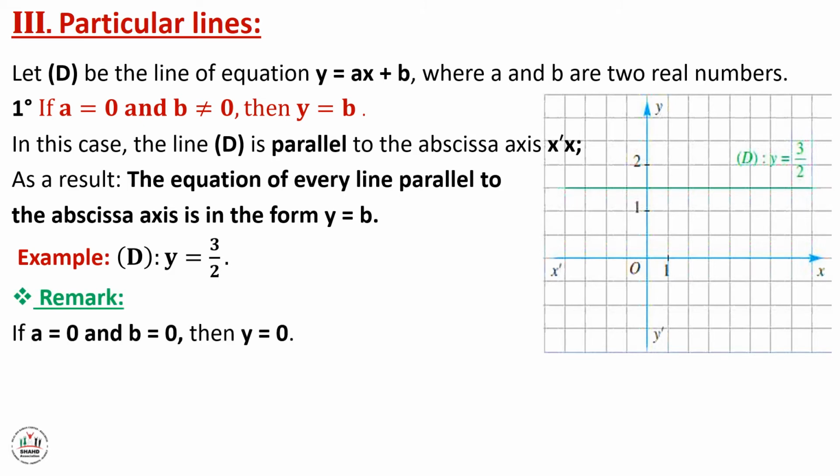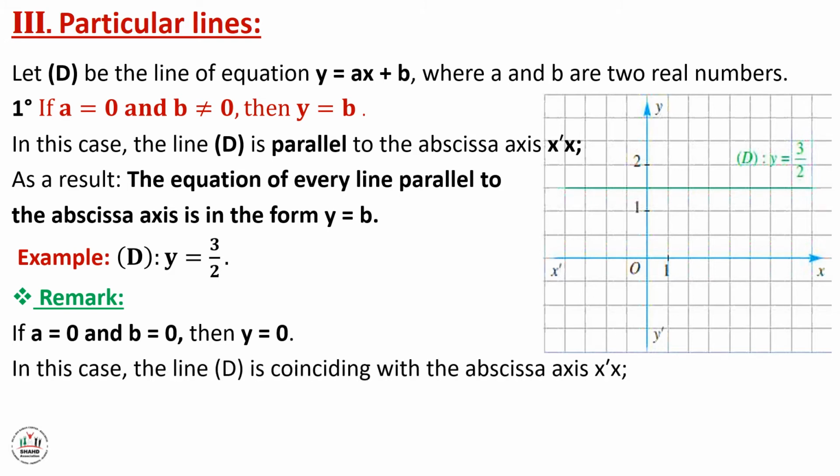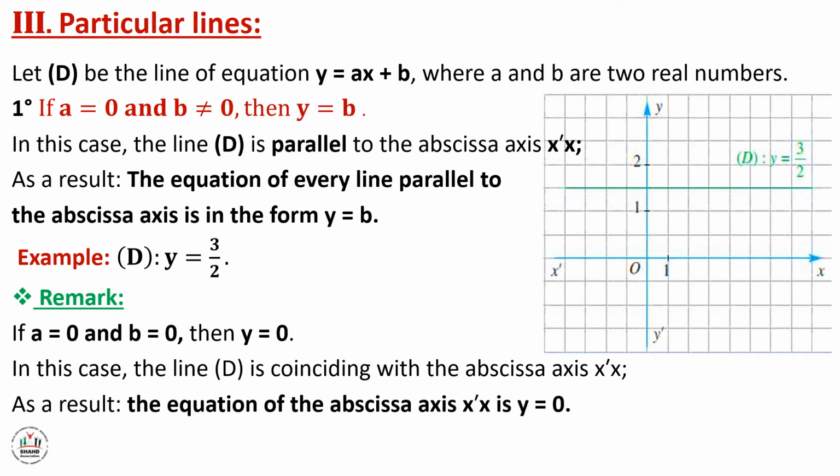Remark: if a equals 0 and b equals 0, then y equals 0. In this case, the line D coincides with the abscissa axis x prime x. As a result, the equation of the abscissa axis x prime x is y equals 0.